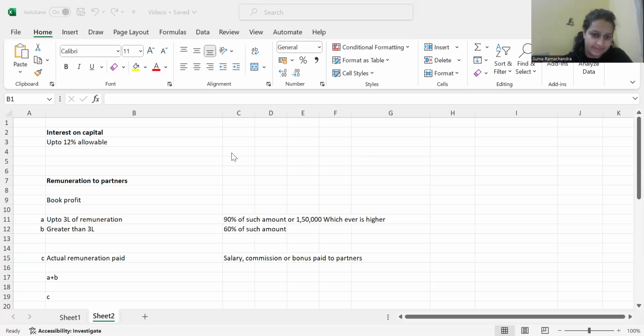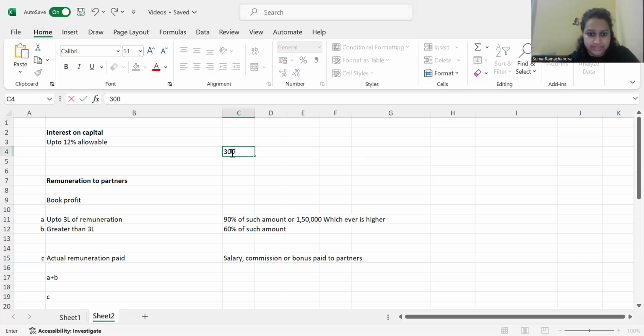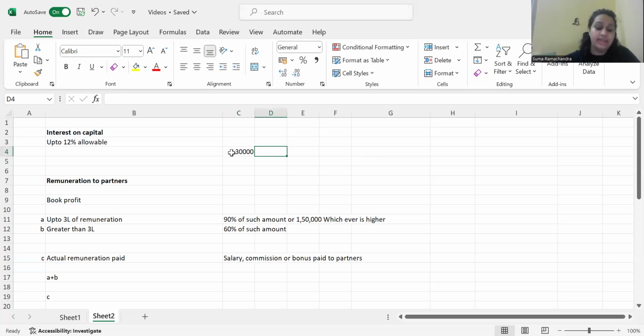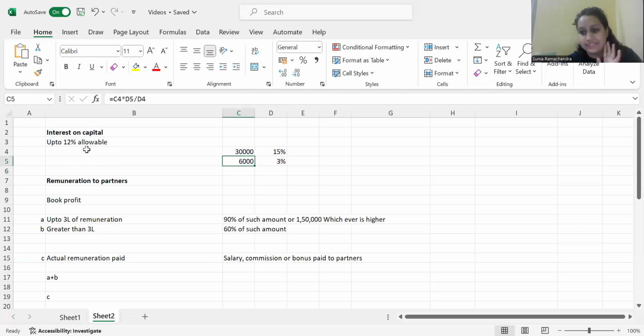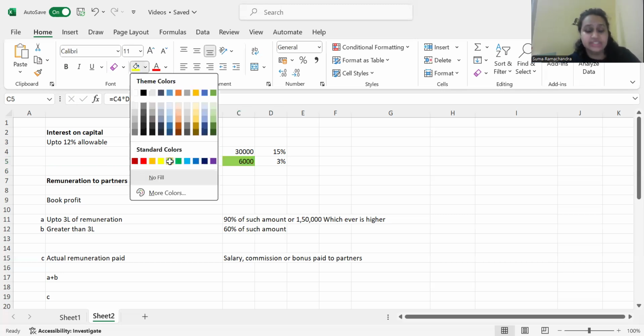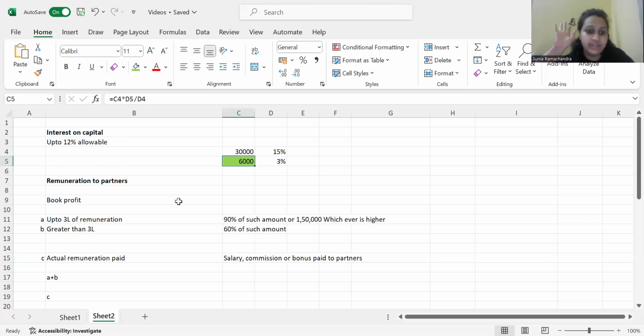Say, for example, if they're telling 30,000 is the interest paid, and this comes up to 15% of your total interest. Ideally, how much is allowable now? 12% is allowable. So 3% is going to be the excess amount. I'm going to do a cross multiplication, 30,000 into 3% divided by 15%. That's going to give me 6,000 rupees. This 6,000 rupees will become my inadmissible expense, and only that 6,000 rupees is supposed to be added back to your net profit.